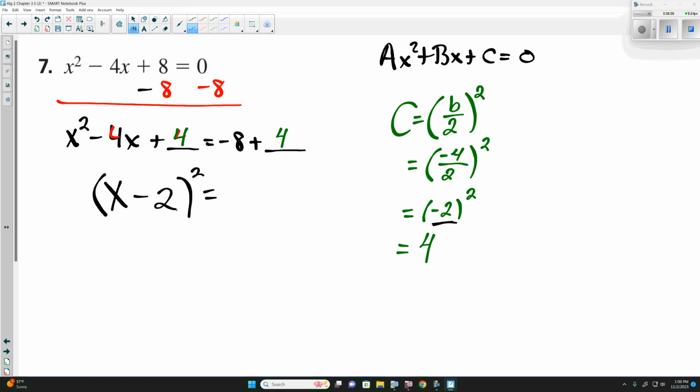Now the other side, negative 8 plus 4 is negative 4. Almost, because we need to get x by itself, so we need to finish solving. Questions on any of this so far?